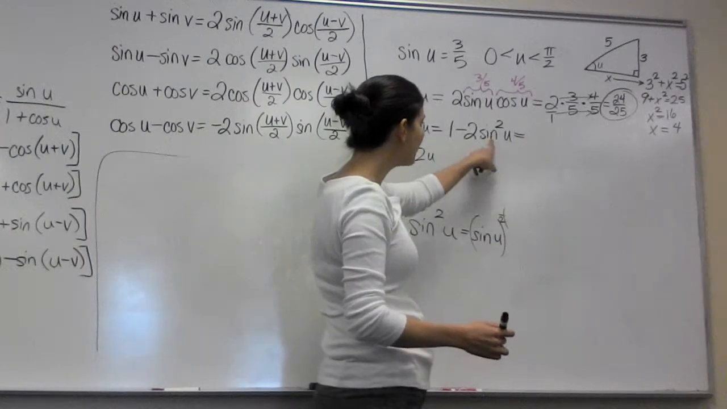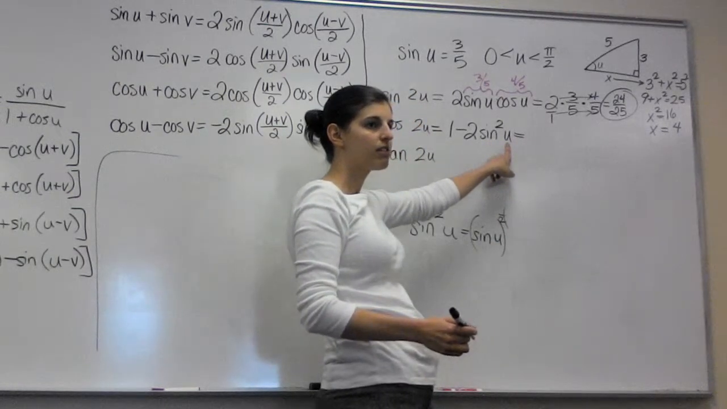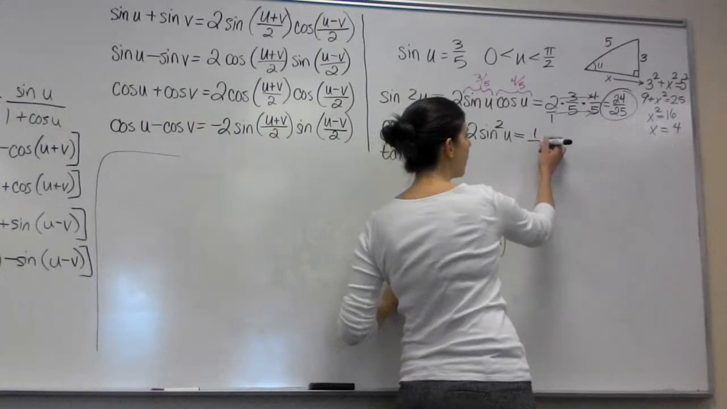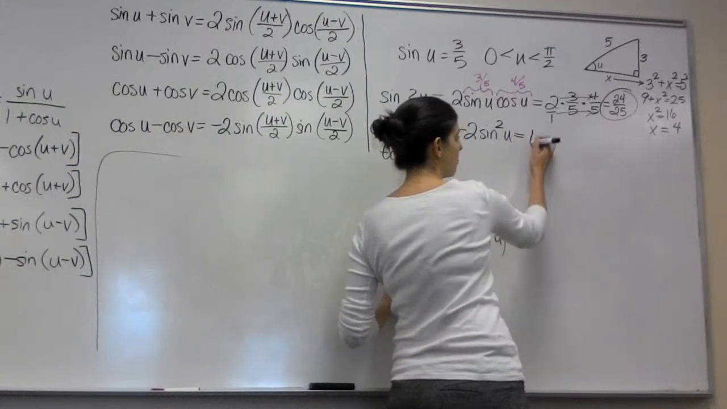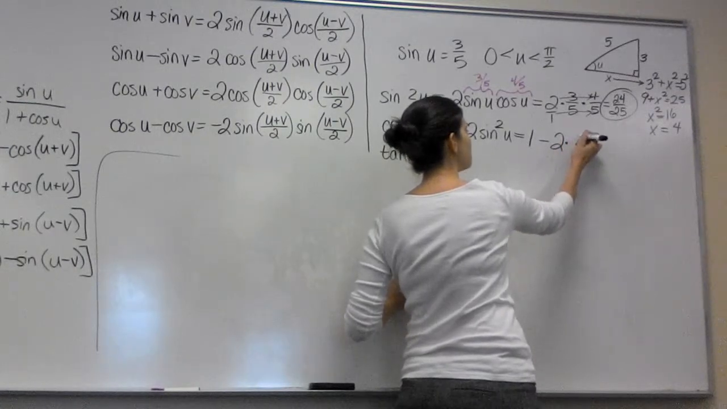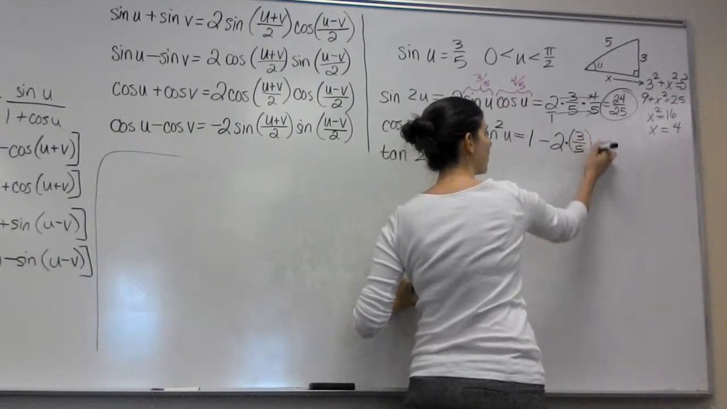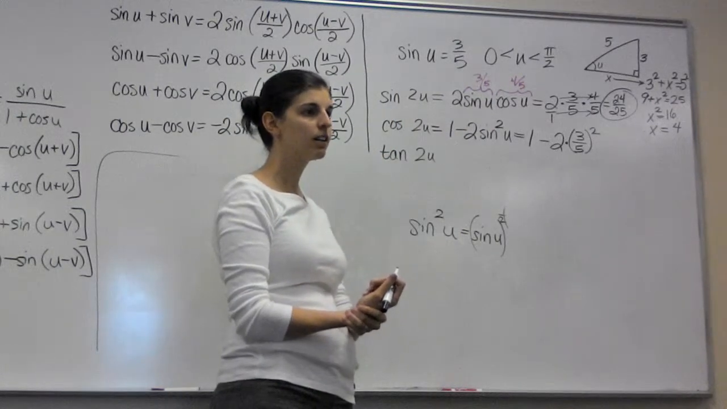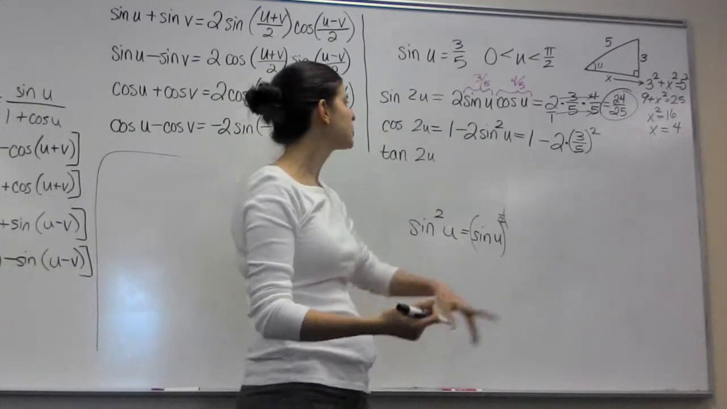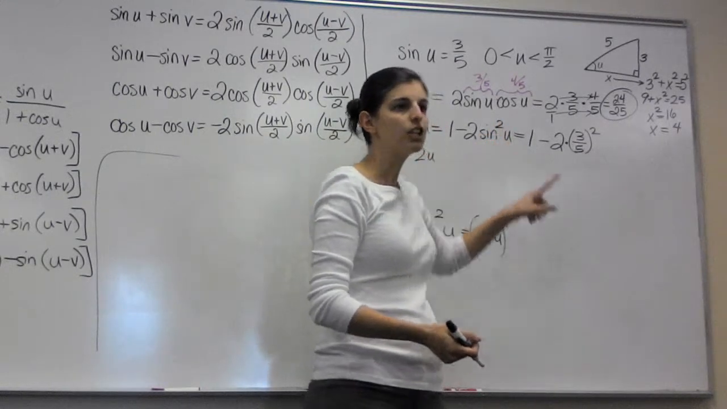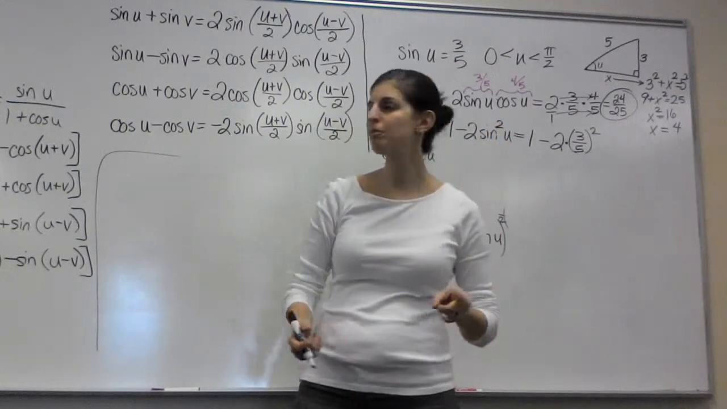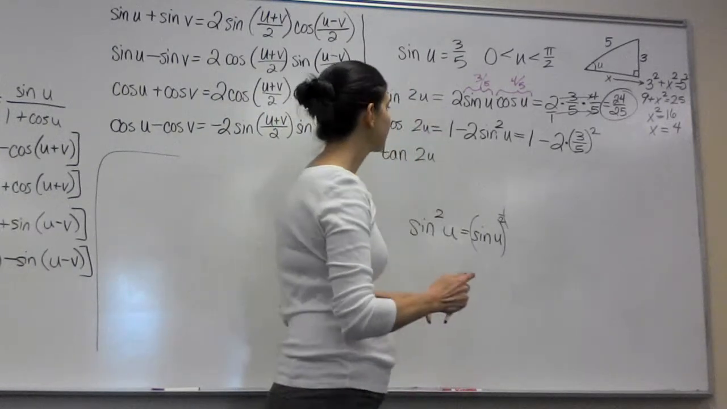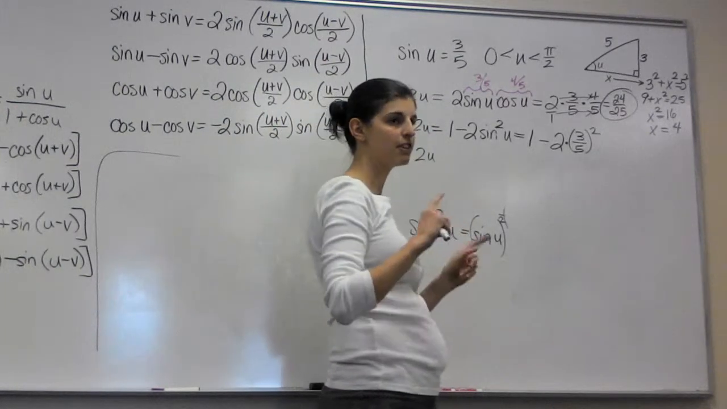What's the sine of u equal to? 3/5. So you actually need to take 1 minus 2 times 3/5 squared. You want to square the 3/5. Be careful. You're squaring the sine function. You are not squaring the angle measure. There's a difference, is my point.